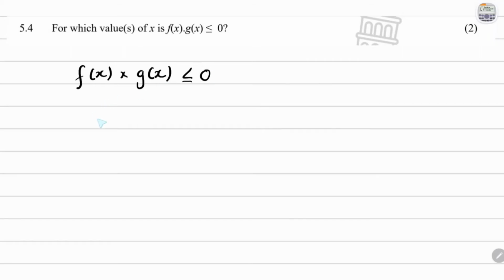And then for less than 0, the y values of the graph of f can be positive and the y values of g can be negative. Then you would get a value less than 0, which is a negative number. Or it could be a case where your graph of f has negative y values and your graph of g has positive y values, and then you'll get negative again. So this is what we're looking for. And of course, we're also looking for cases where one of them is equal to 0 or both of them are equal to 0. So let's go ahead and look for this.